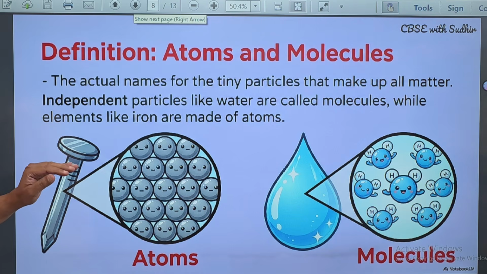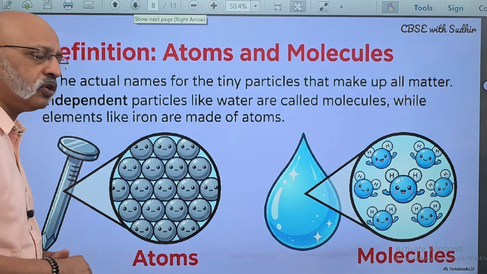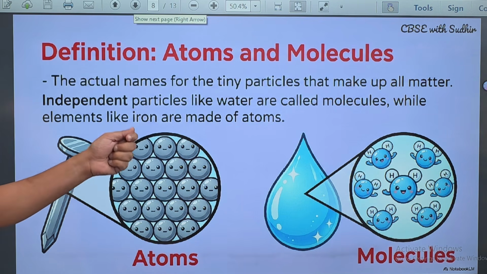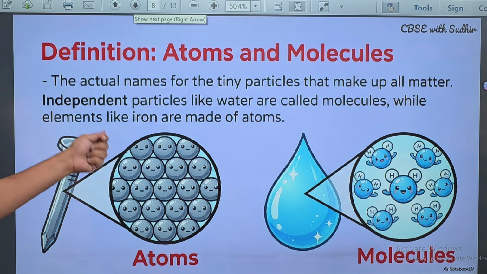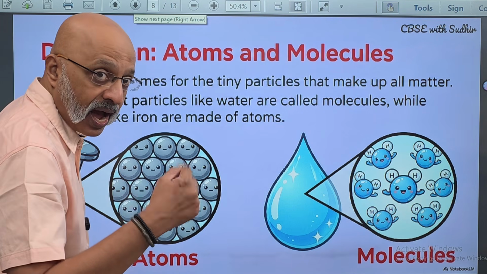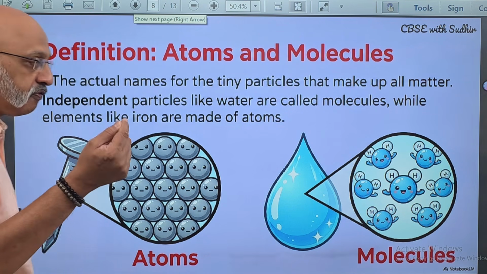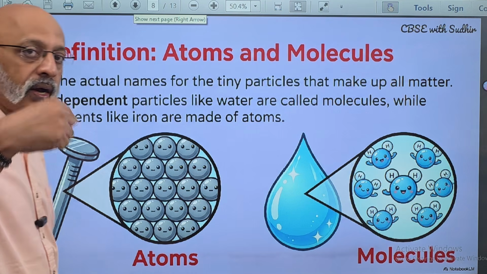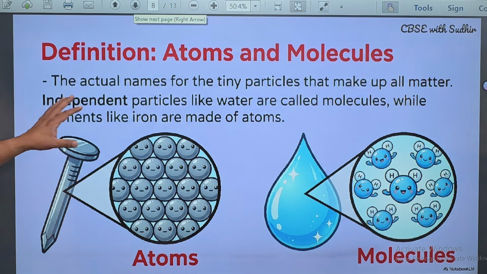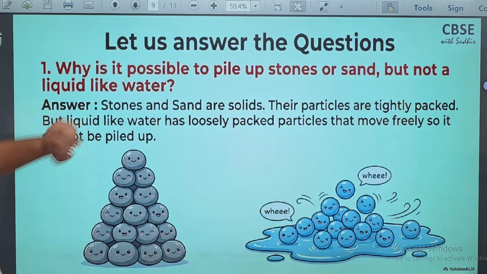Now, this is something which is just preparing you, but we will study about this in more detail in class 9 and class 10. The actual names for the tiny particles that make up all matter are atoms and molecules. Independent particles like water are called molecules, while elements like iron are made up of atoms. Its symbol is Fe. Iron is known as Fe for ferrous, right? Which we'll study more in class 9 and even more in class 10. Okay, so this is atoms and molecules. You just need to be familiar with it.